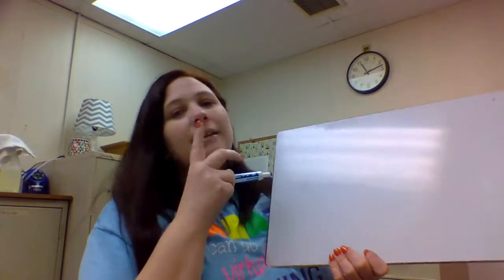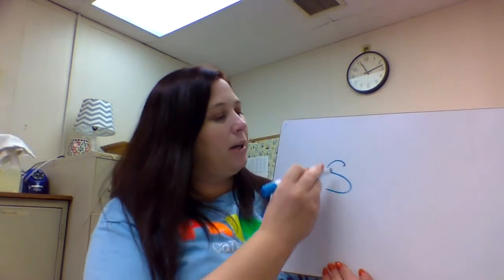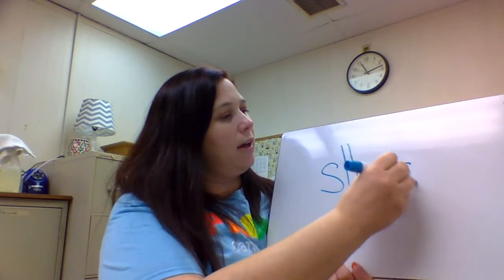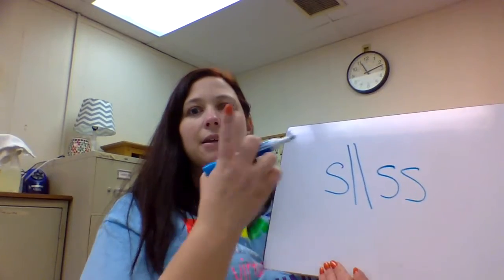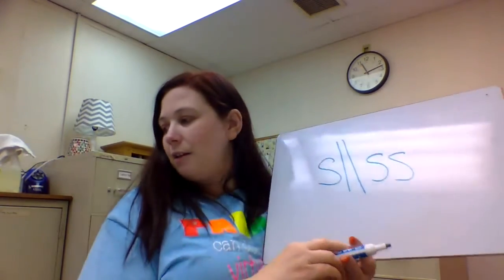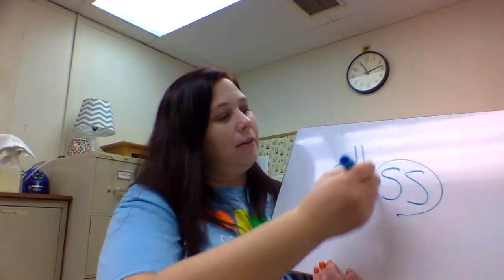The next sound we're going to do just like that is S. So we can do S by S, or as a final sound, SS. S. S. SS. So on number 12, I want you to write down SS, like that.